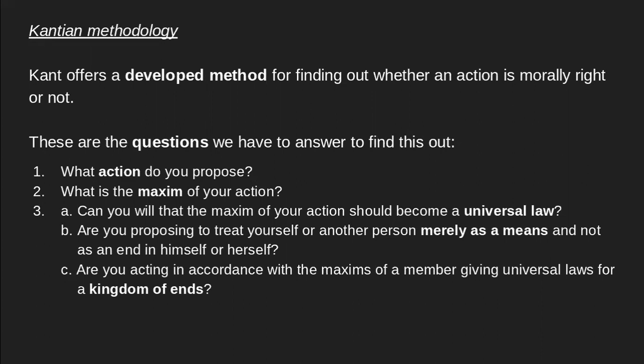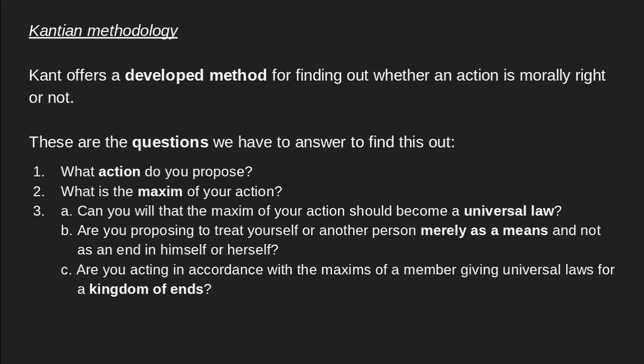First one, what action do you propose? So each time you're doing an action, this is one of the questions to ask to evaluate your action from a moral point of view. Which action do you propose? Second question, what's the maxim of your action? Which principle are you following when you're doing that action? And the third question has three parts.